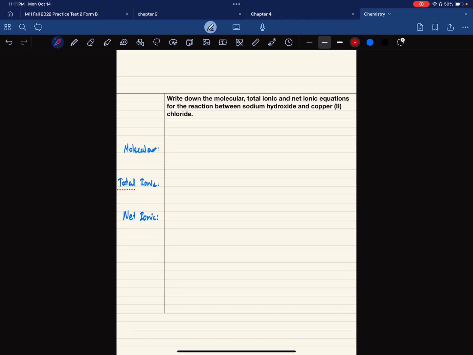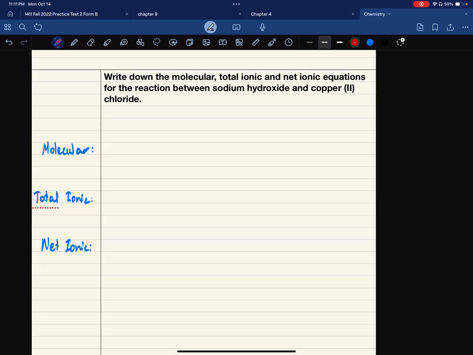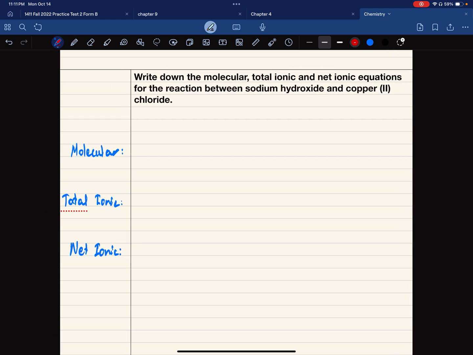Hello guys. So in this video, we are going to be finding out molecular, total or complete ionic, and net ionic equations for two separate reactions. For the first reaction, we have a precipitate, and for the second reaction, we have an acid-base reaction. The first rule of thumb in any question, especially in chemistry, is finding out the cations and anions if ionic molecules are present.